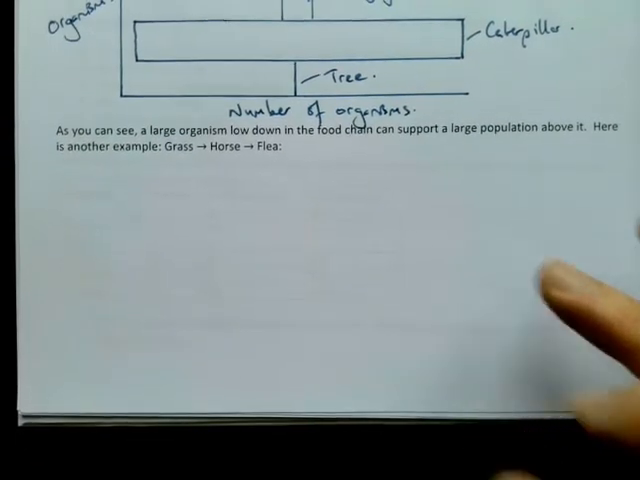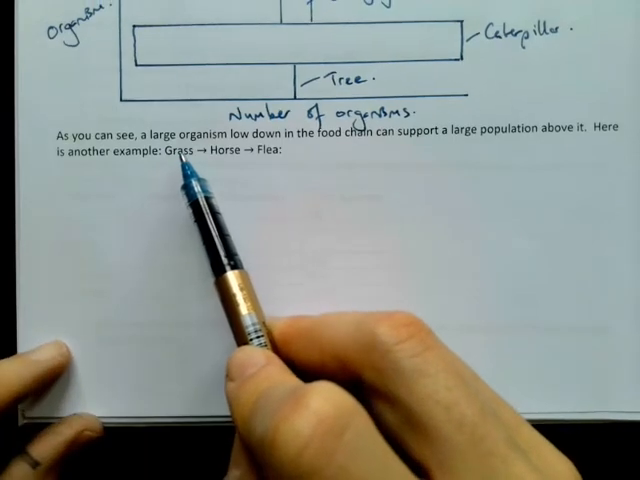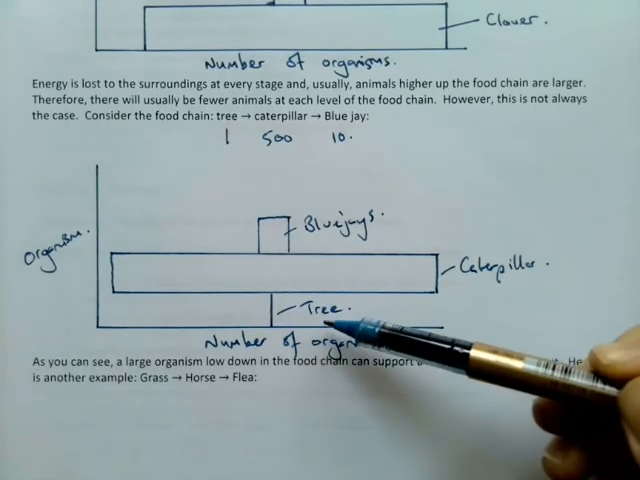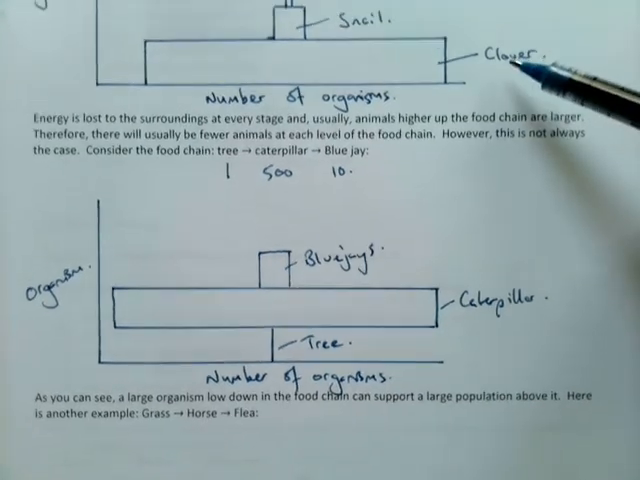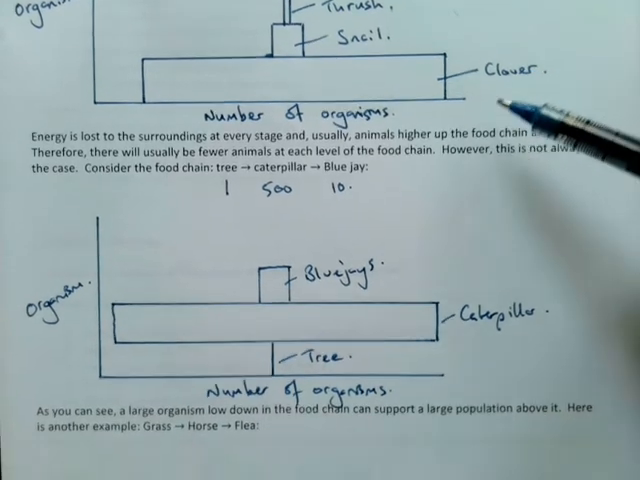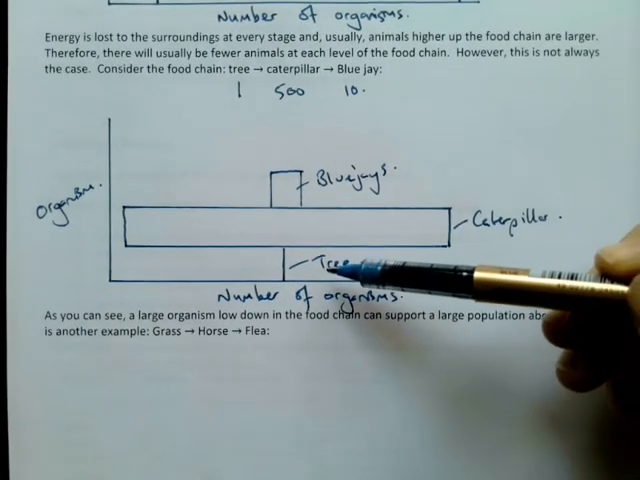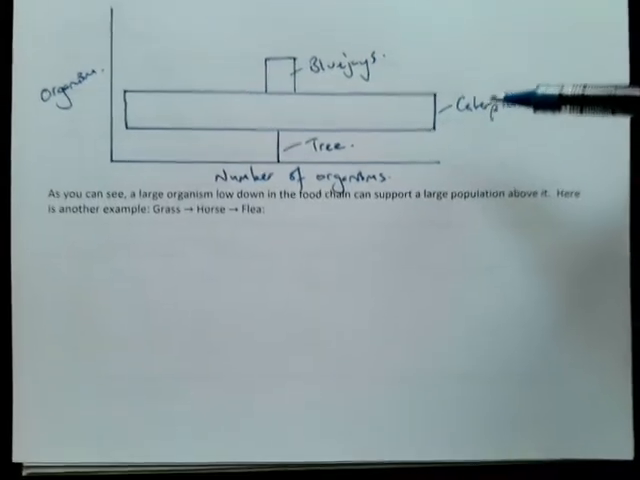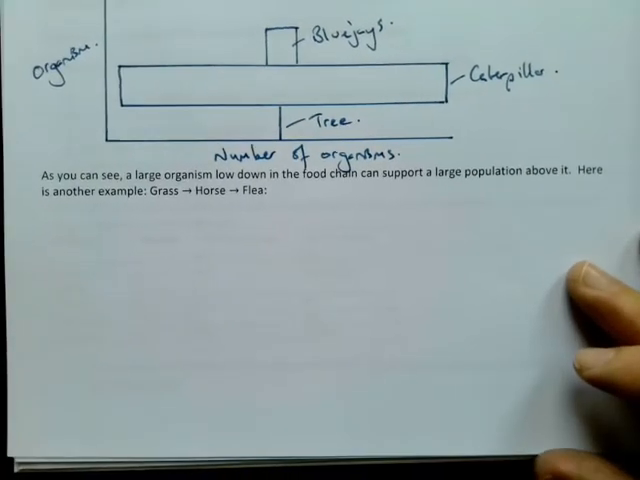Okay, so what I'd like you to do now is, I've given you another food chain here. Actually, before we move on, the reason is that this one tree is really, really big. Up here, clover, those little green plants, are really, really small, so you need to eat lots of them. However, a tree is huge, and one tree can support lots and lots of caterpillars. All right.